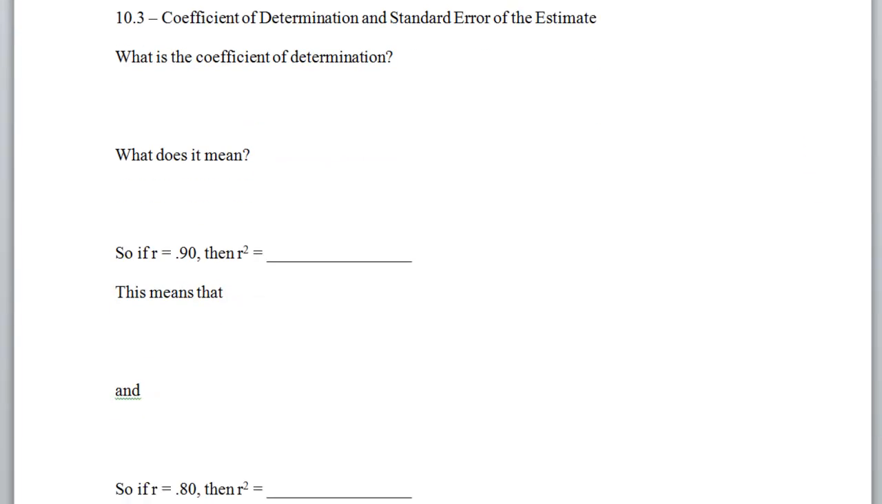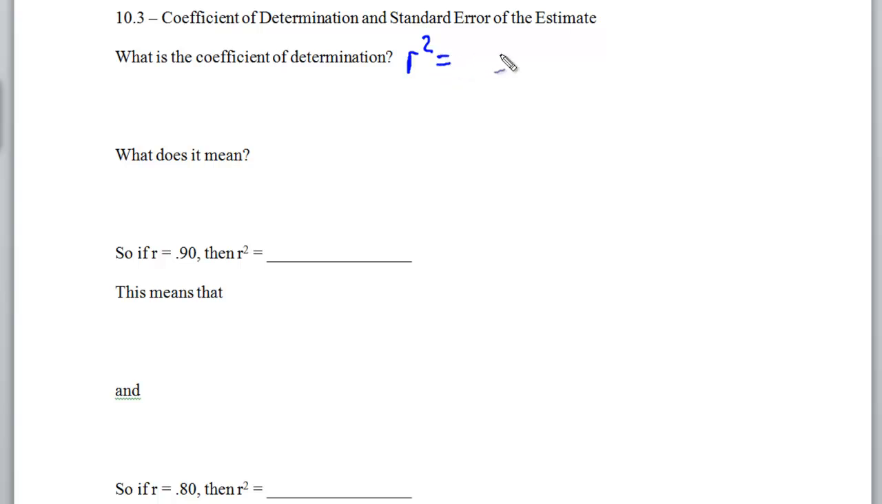Okay. The next piece of the puzzle is to talk about section 10.3, the coefficient of determination, and the standard error of the estimate. So this side of the worksheet is going to be talking about the coefficient of determination. So what is the coefficient of determination? Well, it was that thing that I accidentally called variance on the first page. It's not. The coefficient of determination is R squared. It's the correlation coefficient squared.